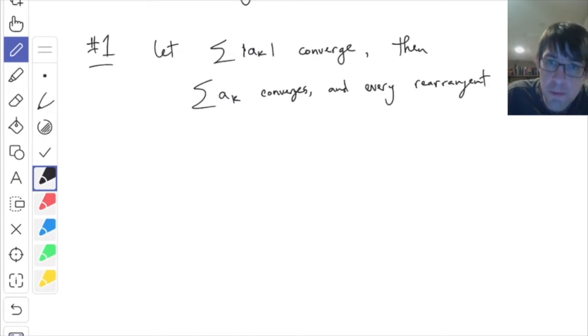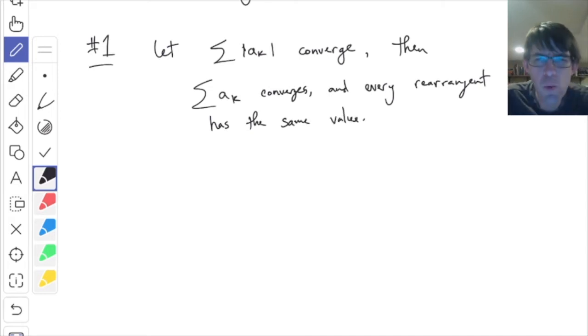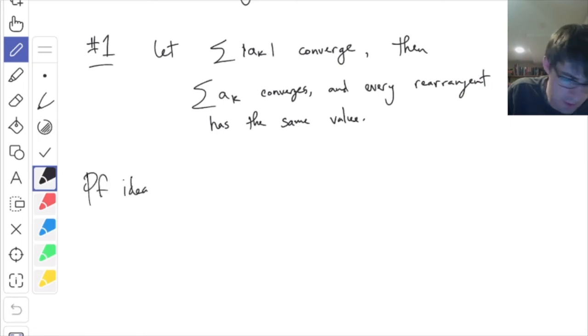I'm not going to do the proof like I said, but I'm going to try and give you an idea of why it's true, and what the absolute convergence has to do with anything. Why should the absolute convergence matter when it comes to rearranging the series, all right? If it's absolutely convergent, then I want to demonstrate that the original series converges and every rearrangement has the same value. Okay, so here's sort of, not really a proof, but this is the idea of the proof, all right?